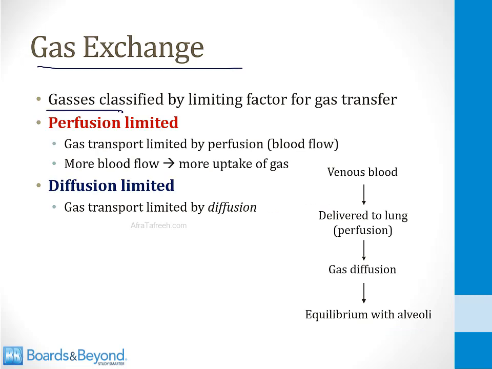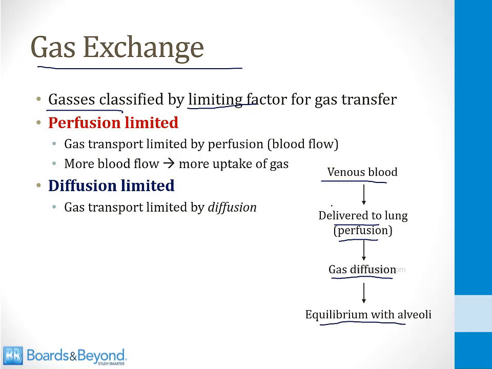Gases like oxygen or carbon dioxide can be classified by the limiting factor for gas transfer within the body. To understand this, let's look at the bottom right side of the screen. Imagine that we have carbon dioxide found in venous blood. That venous blood is delivered to the lungs. This is perfusion of the lungs. Once the blood gets to the lungs, carbon dioxide has to diffuse out of the blood into the alveoli and establish equilibrium with the alveoli.